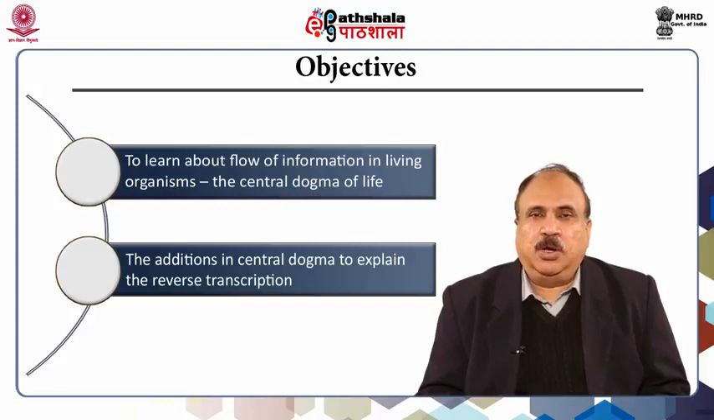This process is called transcription, and the RNA can pass on the information to the protein, and this process is called translation. One more assumption in this central dogma hypothesis by Crick was that DNA can replicate itself. So, in toto, this was the central dogma proposed by Francis Crick.